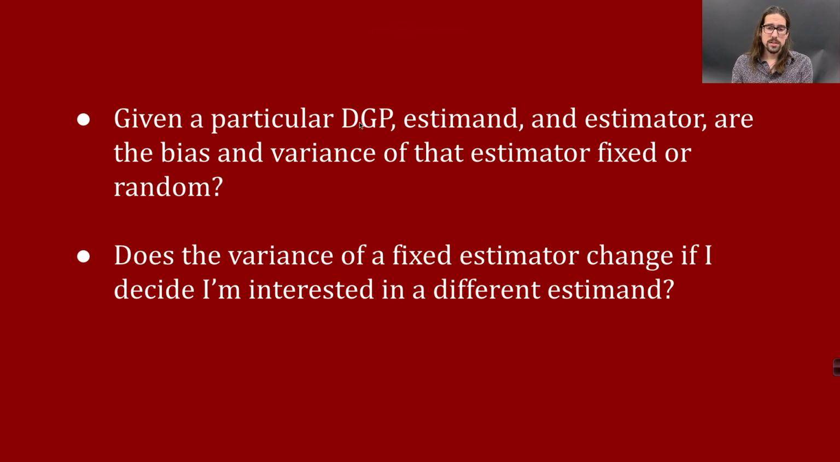The only way these things vary is if I change what the data generating process is, if I change what the estimand is, or if I change what the estimator is. And now for this question, relatedly, if I decide I'm interested in a different estimand, so let's say I'm using sample mean to estimate the population mean, but then I say, actually, what if I use sample mean to estimate the population median? Does the variance change? And the answer is no, because the sampling variance of the estimator doesn't have to do anything with what the thing I'm trying to estimate is. It's not relative to the truth. It's just the sampling distribution I get. It's relative to the data generating process and the estimator, but not the estimand.